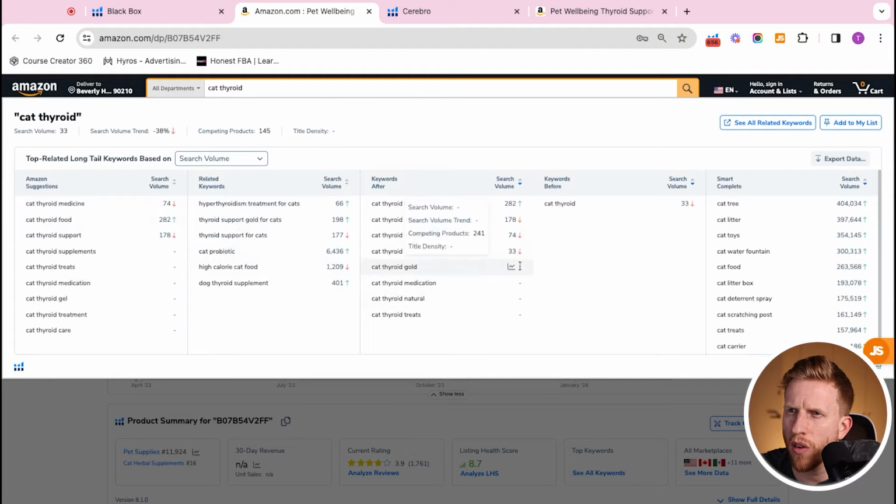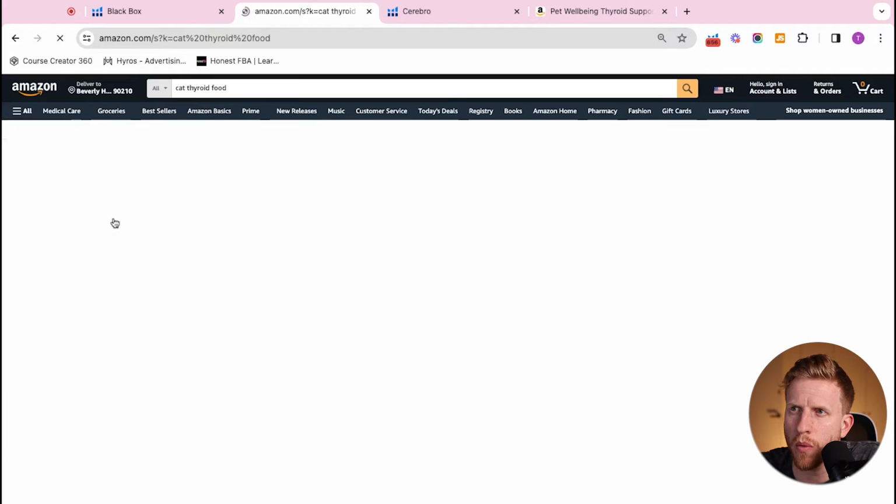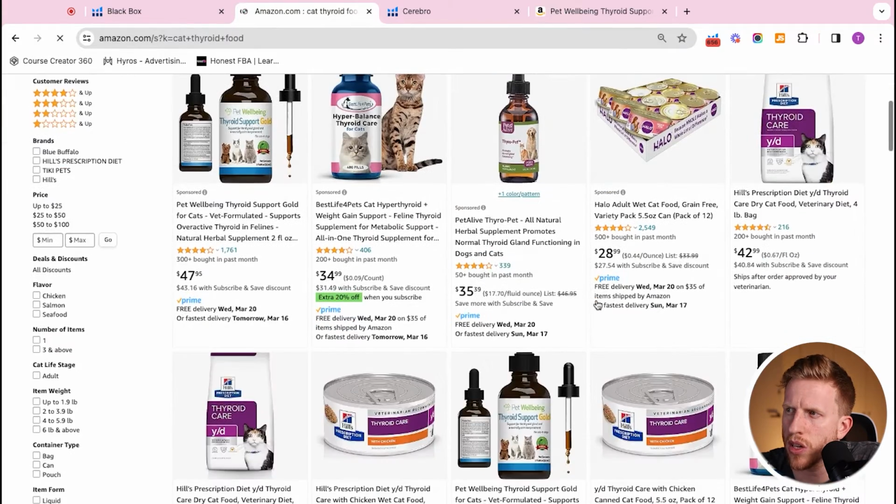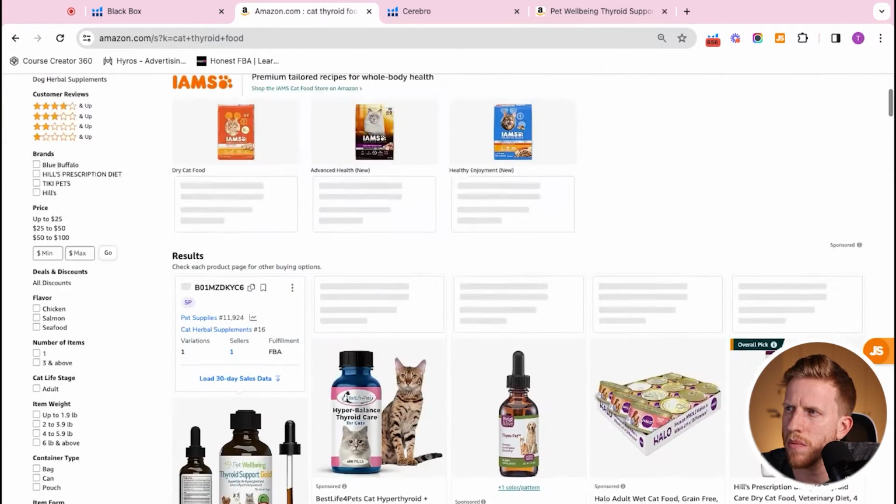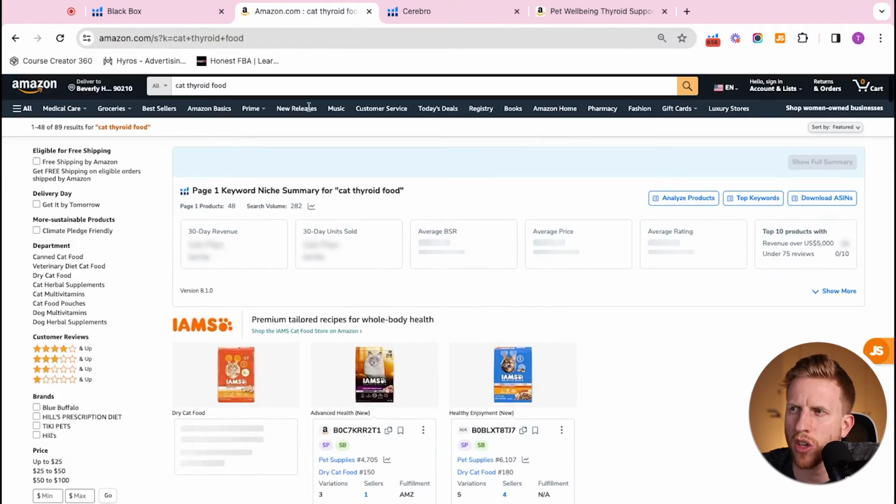So it looks like there's not really much in here for cat thyroid medicine. There's not much demand, because this is another good thing about Helium10, you can see all these search volumes, right? So I'm trying to find what the main keyword is so I can see the overall niche, but it doesn't really seem that this is a huge niche.